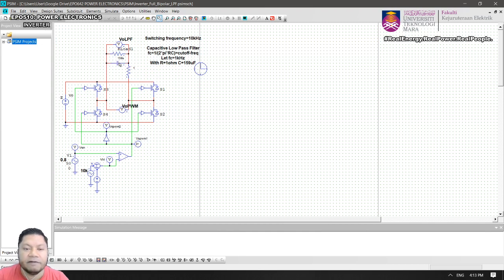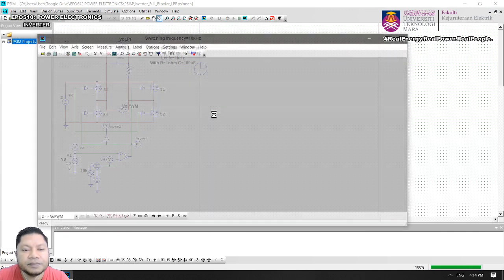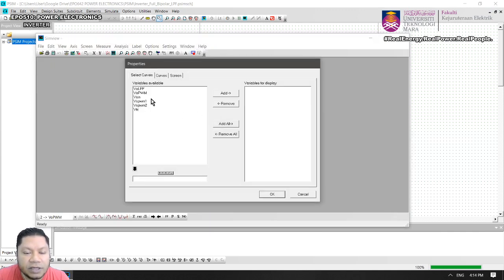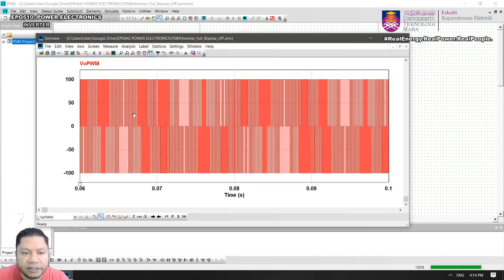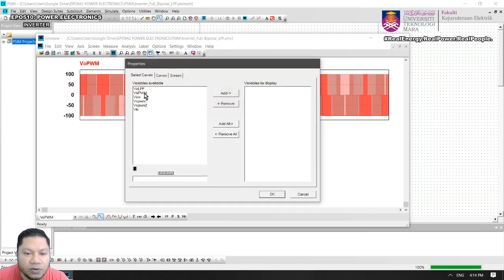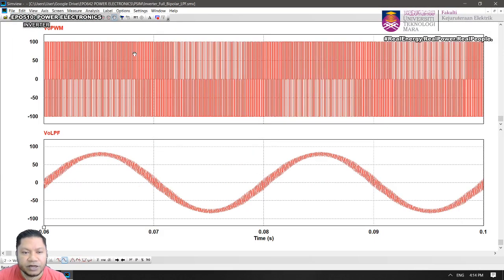Okay, and therefore if I run this circuit, let's look at the output before the low pass filter. So that will be the output voltage before the filter. Again, this is a typical bipolar PWM output, isn't it? On off, on off. And then if you look at the output after the low pass filter, you will see this. Look at that. It is sinusoidal, so it removes the harmonics, isn't it? Sinusoidal.